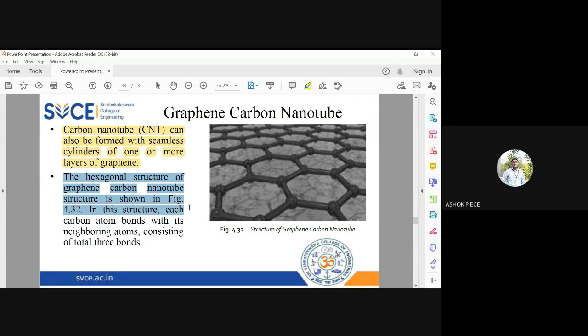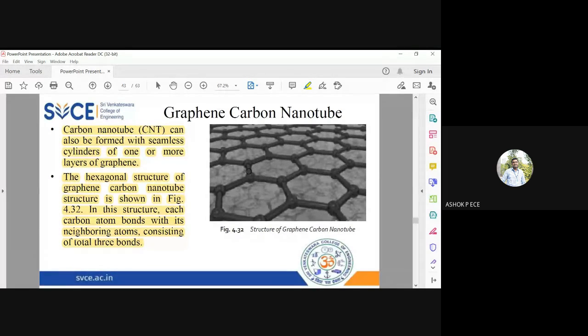In this structure, each carbon atom bonds with neighboring atoms, consisting of a total of 3 bonds. So with the neighboring atoms, each atom is going to form 3 bonds. Okay, so that is shown in the structure, where each carbon atom, with the neighboring atoms, is going to form a 3-bond structure.